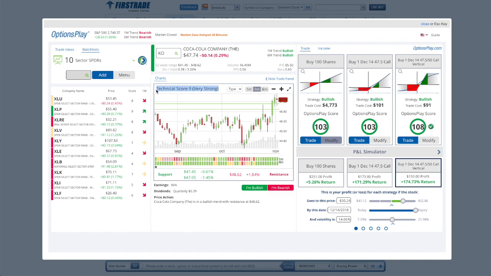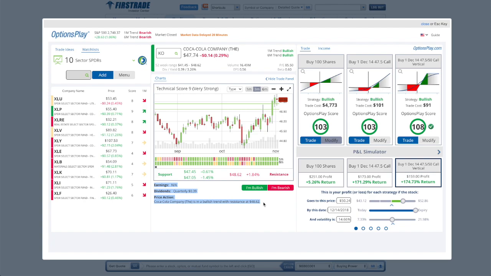Second, we have a relative strength indicator called a technical score. This is designed to help you quantify the relative strength of a stock on a score of 1 to 10. 10 are the strongest stocks in the market, and 1 are the weakest stocks in the market. So Coca-Cola here has a relatively strong technical score, which is telling me it's a strong stock compared to the other stocks in the market. The 1-month and 6-month trend is bullish, telling me that both the trend and relative strength are lining up in this particular case. And lastly, you have earnings, dividends, and price action data here at the very bottom.